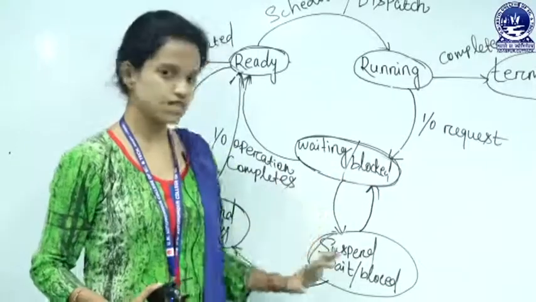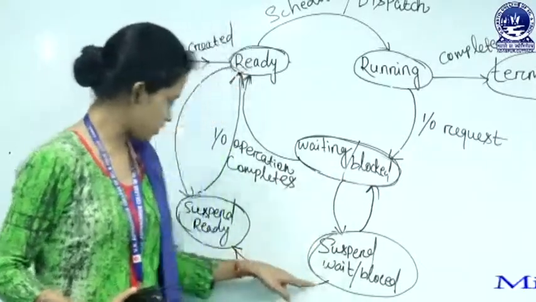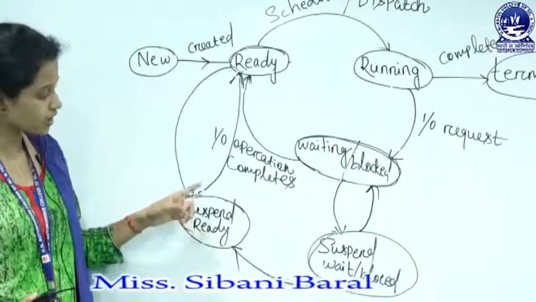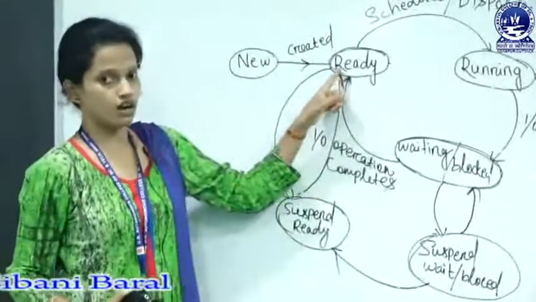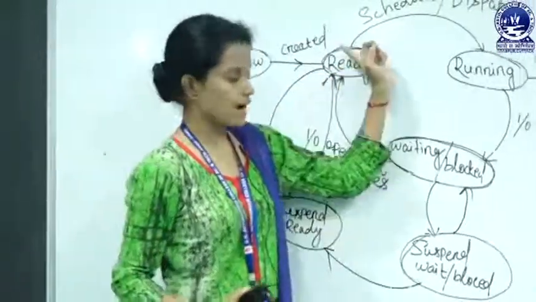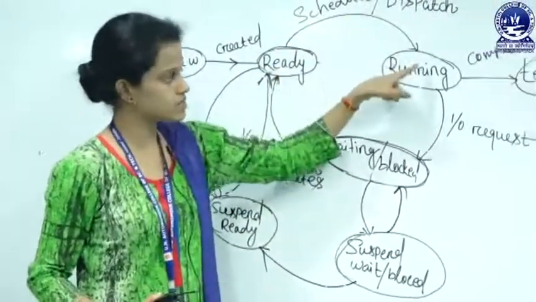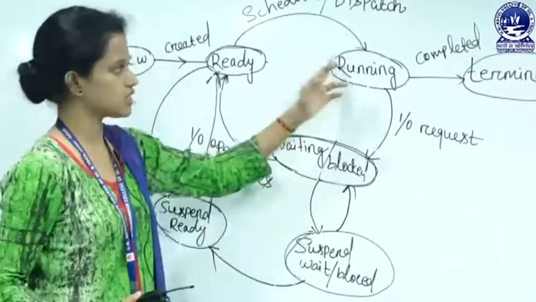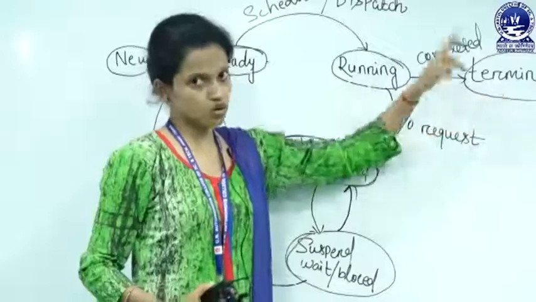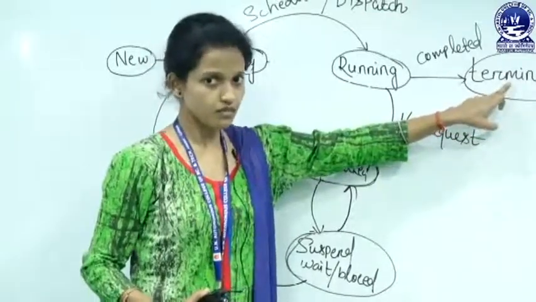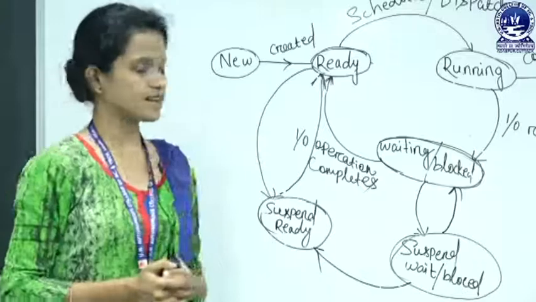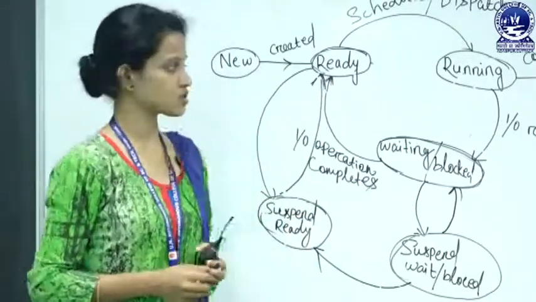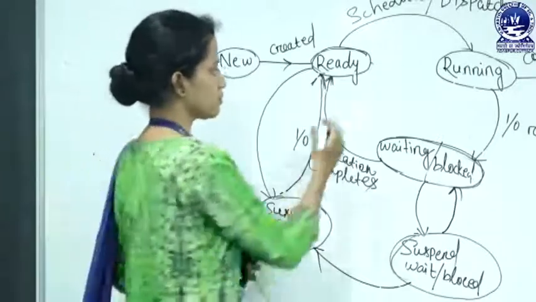If it completes its IO operation, then it will go back to the suspend ready state in secondary memory, and after that it will resume to the ready state, and after that it is scheduled by the operating system to the CPU, and after it completes its execution it is terminated and goes to the terminated state. So, this is called the process state transition diagram, and this type of diagram is called non-preemption.